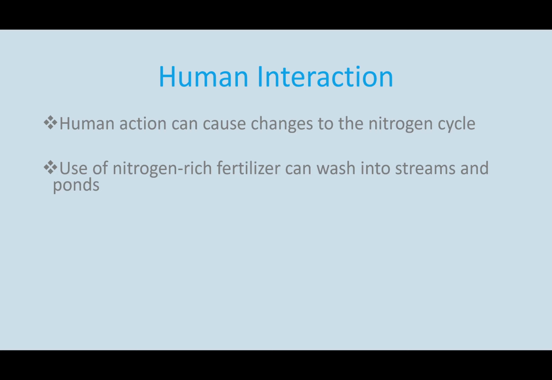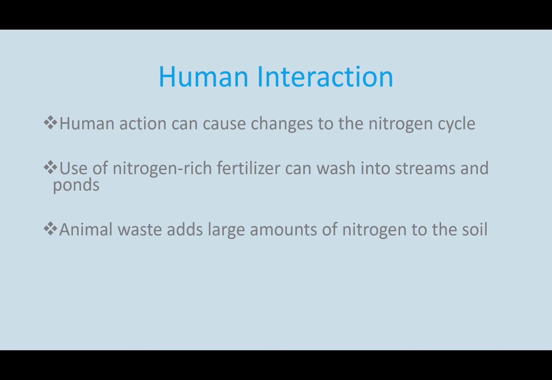This nitrogen-rich fertilizer can wash into streams and ponds. So this can be done, we saw in the water cycle. Water can travel through groundwater, so the water gets absorbed by the ground. It can travel into lakes and rivers and oceans. If there's nitrogen in that soil, it can get picked up and travel along with it.